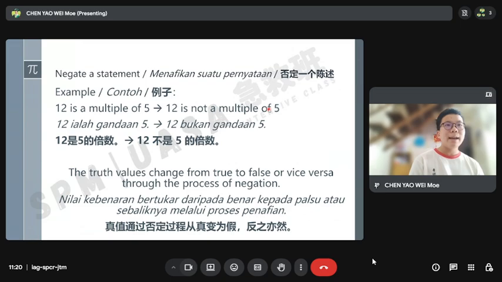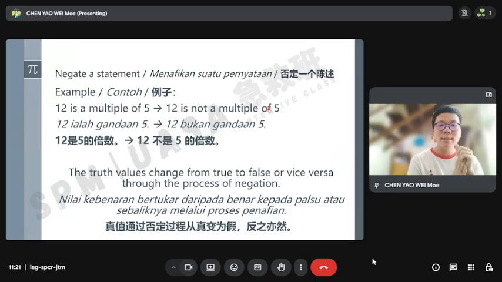Also, if I negate equals, it becomes not equal. If larger than, negated it becomes smaller than or equal to, and if not equal, negated it becomes equal. So remember this one. This is what you need to know, and we can use this to determine the true value.